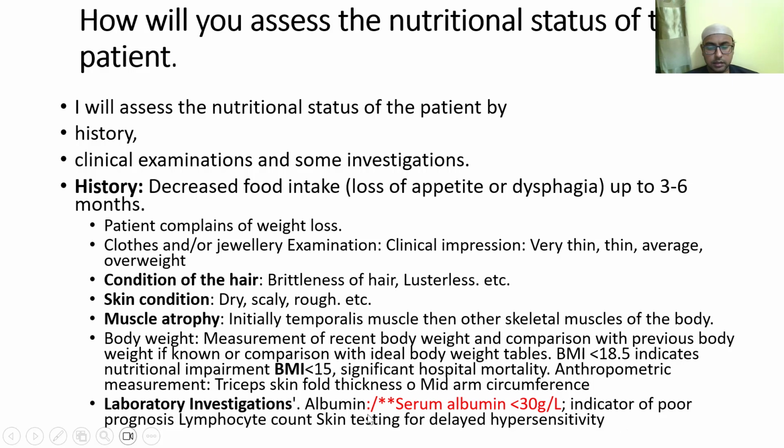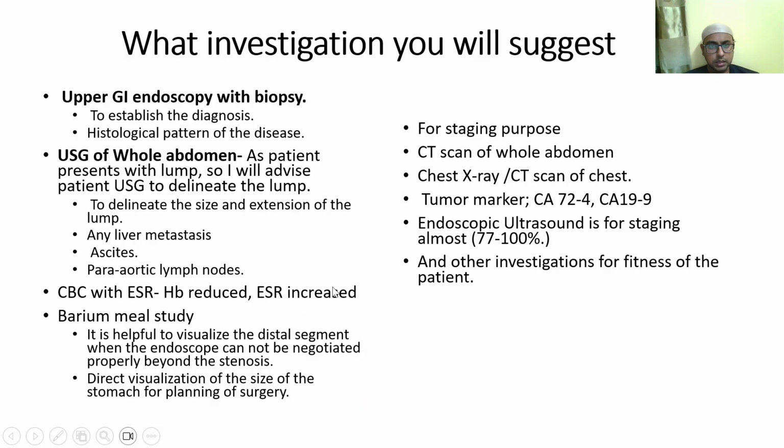So these are the things we will see in the investigation portions, and there are some other investigations which are necessary for diagnosis. The upper GI endoscopy with biopsy to establish the diagnosis and histological pattern of the disease, because we will take some tissue samples for histopathology. What kind of cancers or what kind of tissue there is as a pattern.